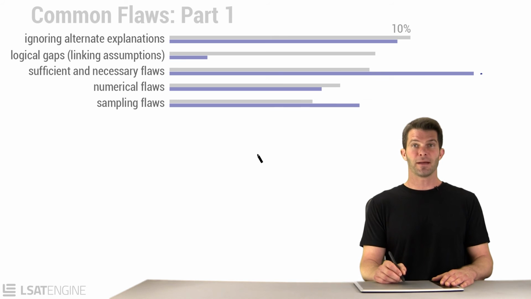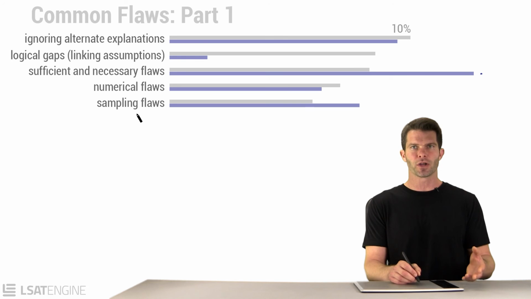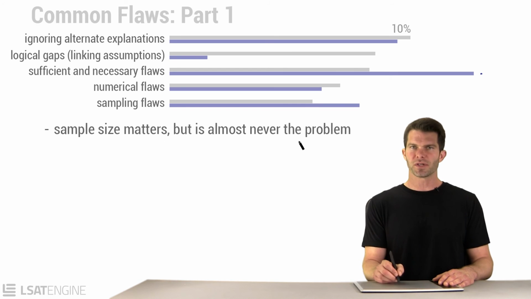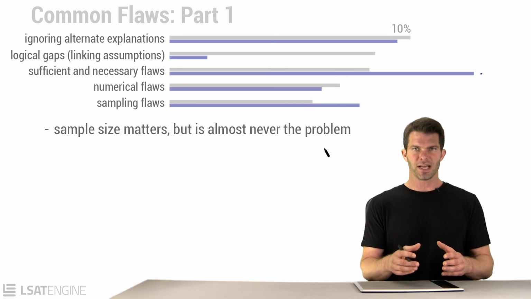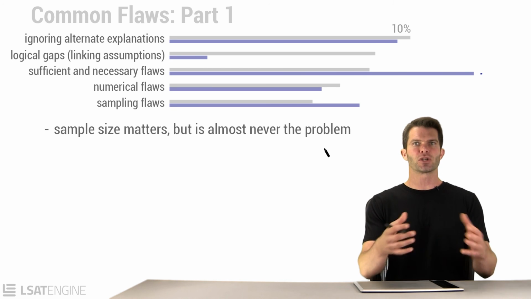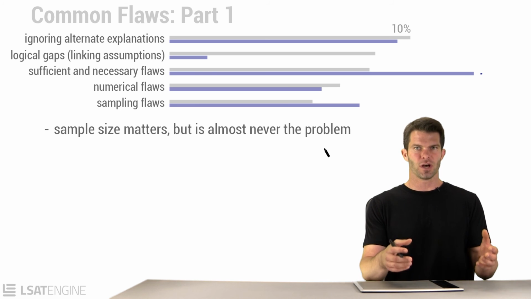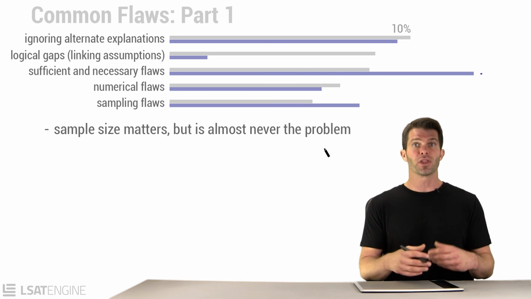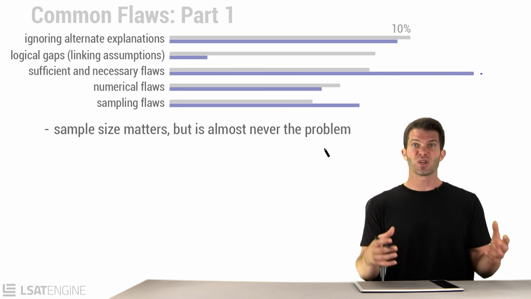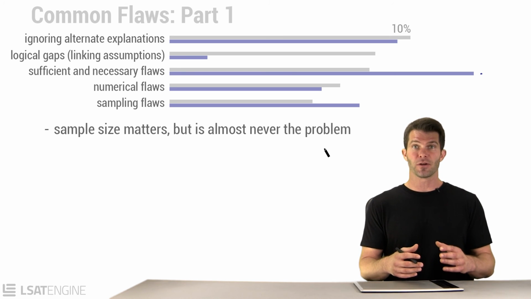Sampling flaws are also pretty common on the LSAT, but in order for this to apply to your situation, you have to have an argument that's based on a survey or some statistical evidence. And the first thing to know is that while the group size is kind of important, it's almost never the problem. You can have a really small sample and use it to predict the actions of a much larger group as long as the composition of the sample matches the composition of the larger group. There's something called the law of large numbers that helps out when we're predicting national elections. We can sample 2,000 people and predict what 300 million people are going to do because we get a really representative group of people together to survey.